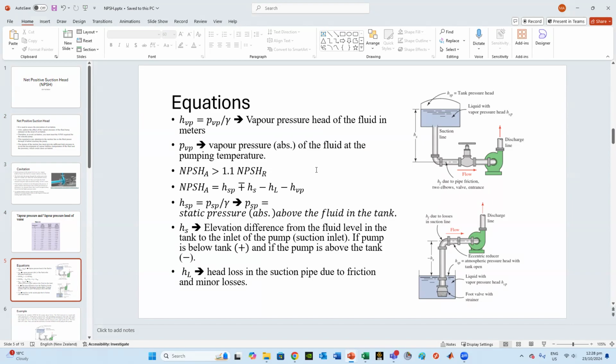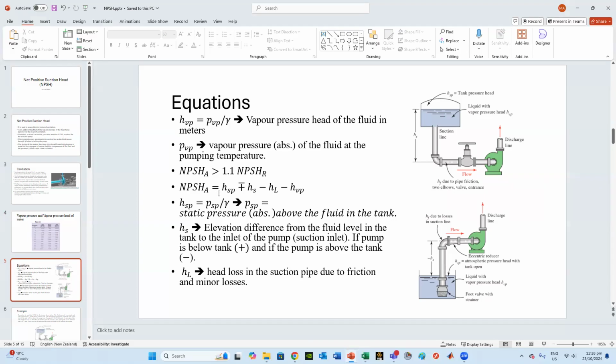And then you have the absolute vapor pressure of the fluid at the pumping temperature. Based on that, you calculate the net positive suction head required. Based on the assumption of this textbook, they assume the available must be 1.1 times higher than the required.